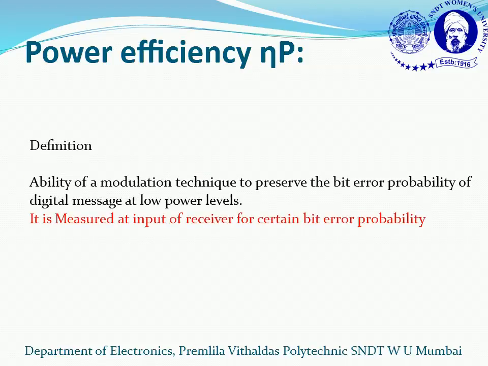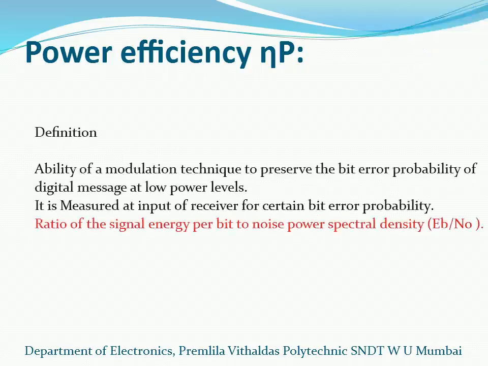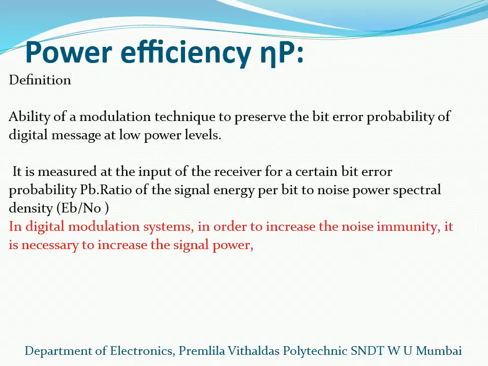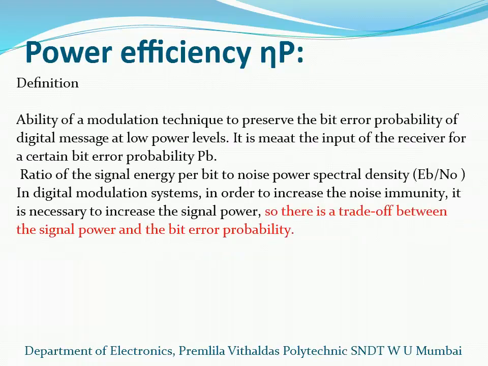The power efficiency can be measured at the input of the receiver for a certain bit error probability, and it can be defined as the ratio of the signal energy per bit to noise power spectral density. In digital modulation systems, in order to increase the noise immunity, it is necessary to increase the signal power. So there is a trade-off between the signal power and the bit error probability.